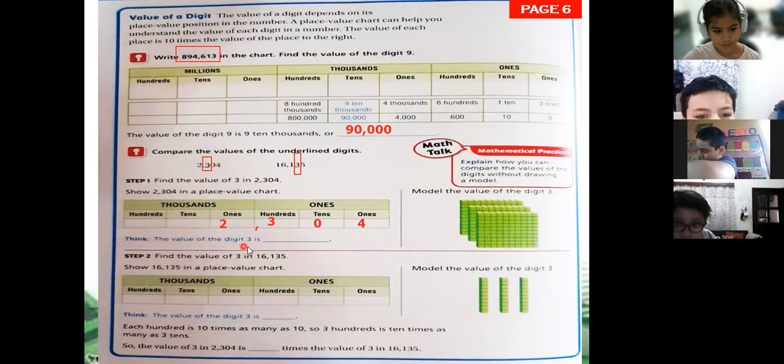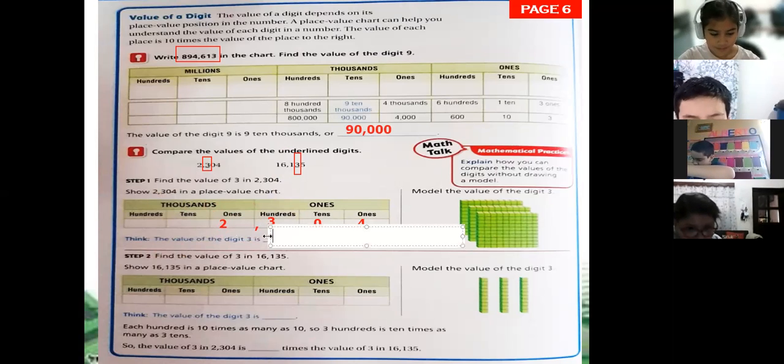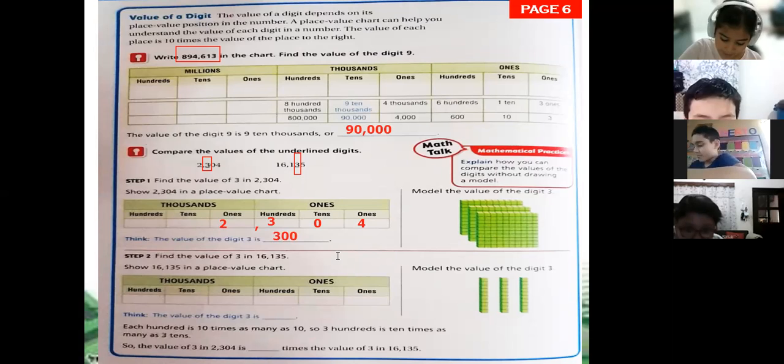Think about the value of the digit 3. 2,304. Excellent. Now, what is the value of 3 here? It's on the hundreds. So how can we represent 3 hundreds? How can you write 300 in numbers? 300, right? Yes, 300. So the value of this 3 is 300.